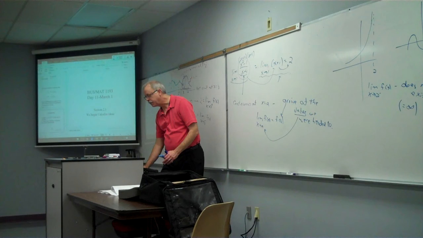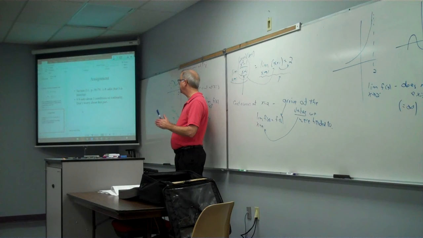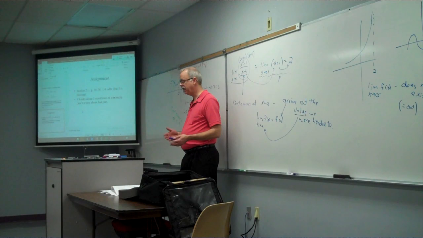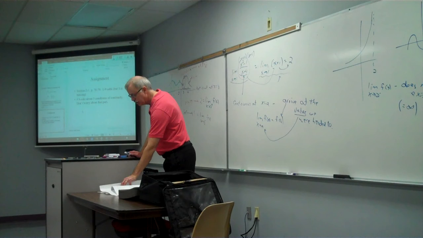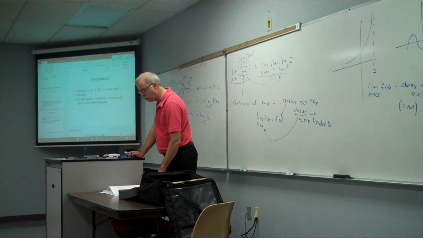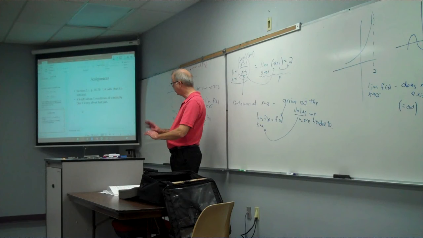Okay. The assignment here is actually fairly short. 1 through 9, the odds. But 3 seems to be missing. It says be 1, 5, 7, and 9. And on 9, it asks about 3 conditions of continuity. Don't worry about that part of the question. It just asks something about where is the function continuous, or where is the function not continuous. Find at least one point where it's not continuous. Don't worry about which of the 3 conditions is violated. Just where is the function not continuous?